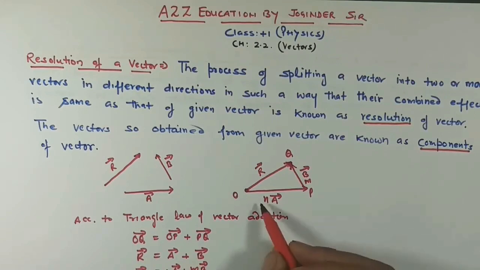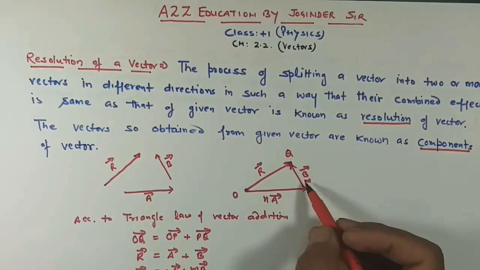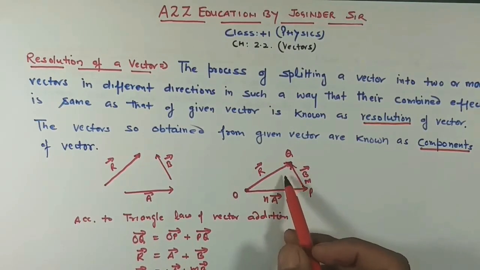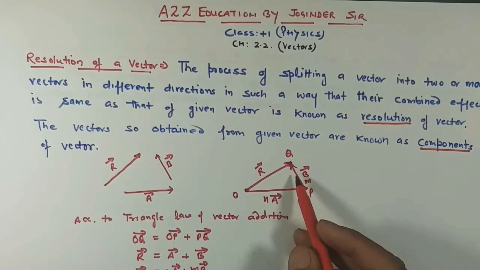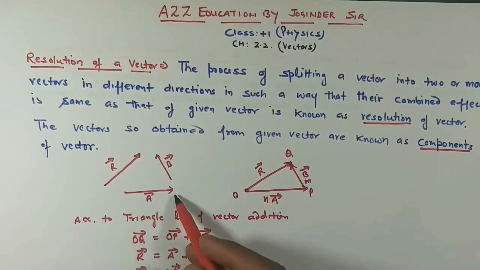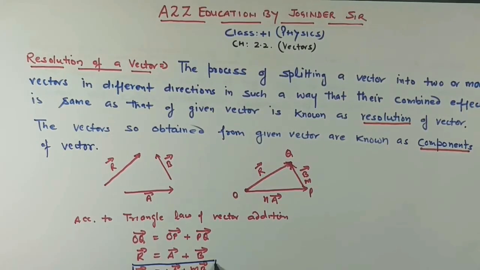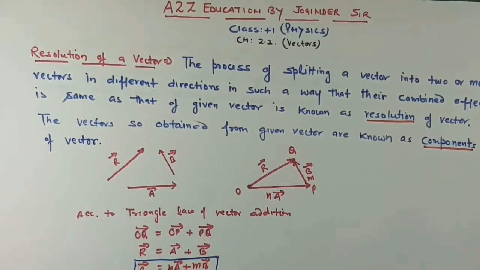So here this vector, that is NA and MB, are the components of vector R, right, which is resolved into two vectors along the direction A and B. So resolution of vector is nothing, it is the process of splitting a vector into two or more vectors. तो प्लेन के अंदर इसको हम दो वेक्टर्स में रिजॉल्व कर सकते हैं. क्लियर. अब चलते हैं नेक्स्ट आर्टिकल के ऊपर.